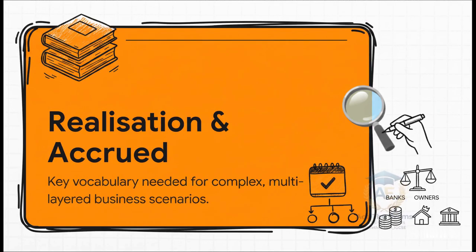You'll also need to be highly fluent in terms like realization, accrued, and prepaid. Why? Because mastering this specific vocabulary ensures you can untangle really complex, multi-layered business scenarios. It's absolutely vital for documenting your evidence for those AO3 investigative and practical skills. Remember, interested parties, we're talking banks, tax authorities, investors, they rely entirely on the integrity of your records. Bottom line, if your vocabulary is muddy, your ledgers are muddy.